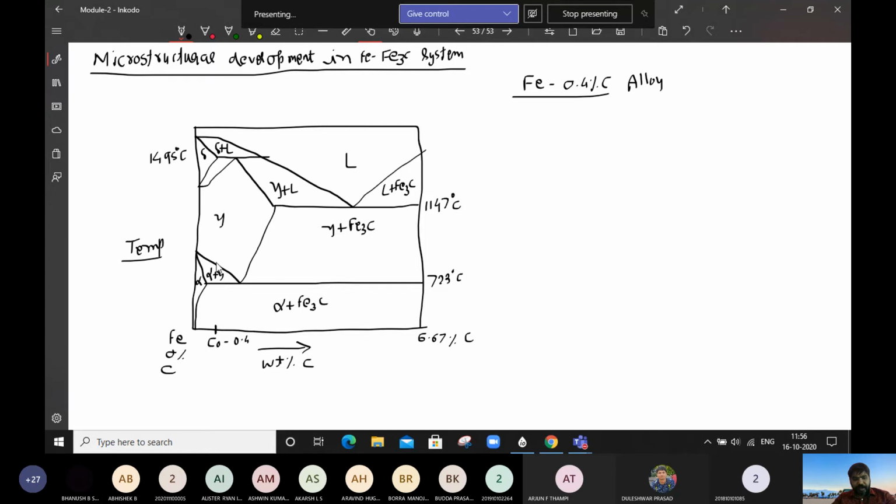Now you can see here, by the time you heat it and it crosses this line and reaches this line and above it, it will come into a single phase region, and that is nothing but gamma. So you heated it up and reached the single phase region. Now I ask you to cool it. Now I ask you to cool it very, very slowly.